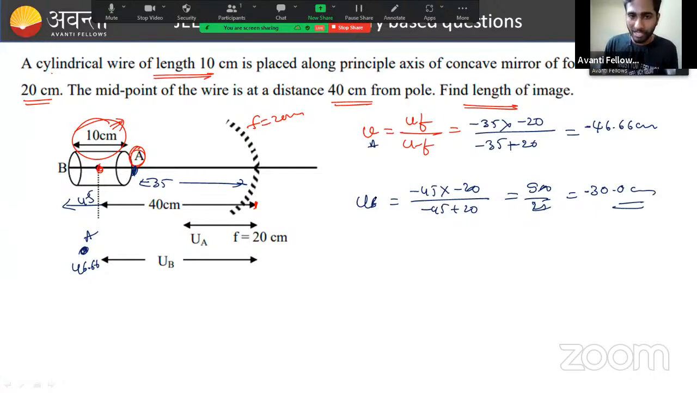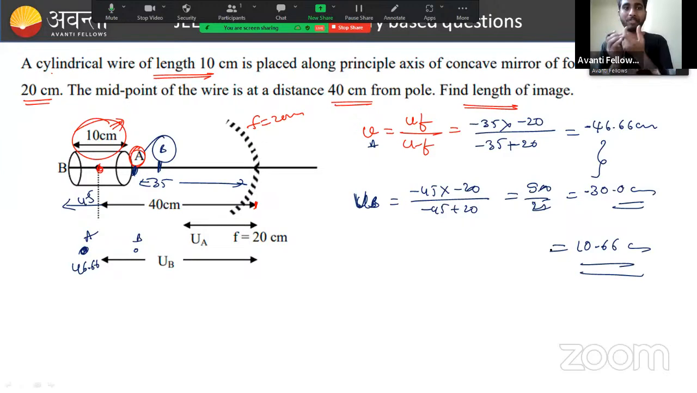The image of B is formed at 30 centimeter. What I'm saying: 30 means, this is 40, here the B image will form. B image will be here at 30 centimeter. Now we want the length. Take the difference of these two, and you will get nearly 10.66 centimeter. It is the length of the image.